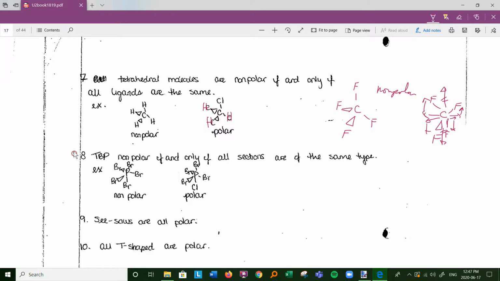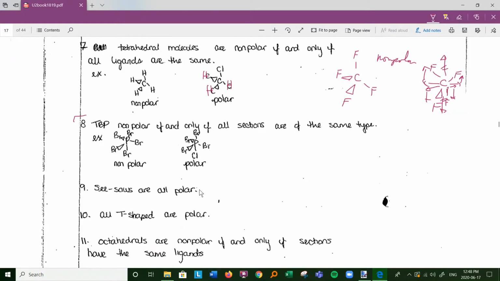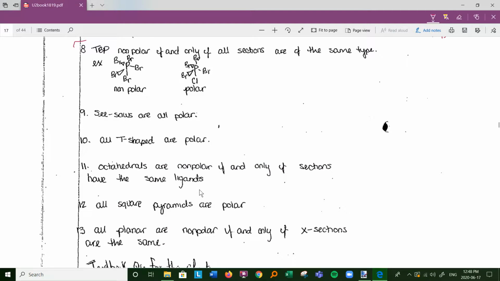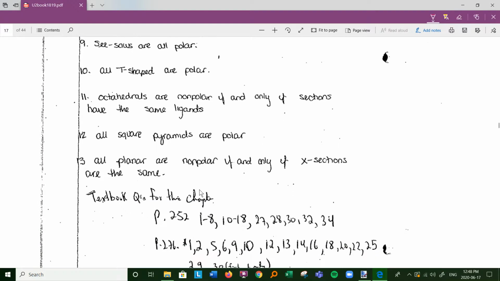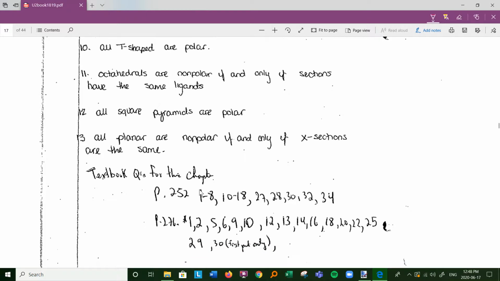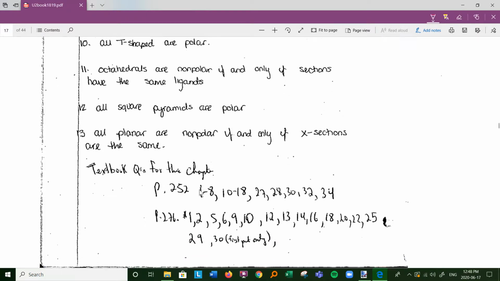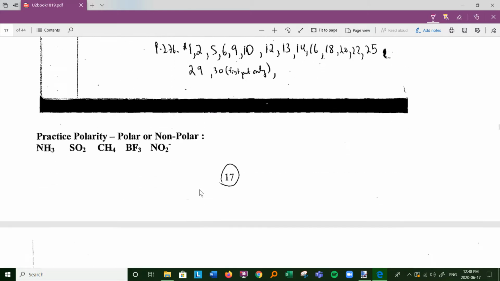For the honors kids only, you can look at trigonal bipyramid. They're nonpolar if all the sections are of the same type. But if the sections are different, the equatorial and the axial, then they're polar. Seesaw molecular geometries are polar. T-shaped molecular geometries are polar. Octahedral are nonpolar, again, only if the sections are the same type. Square pyramids are polar. And don't worry about the textbook. That was a different textbook. Anyways, that was just for the honors stuff.